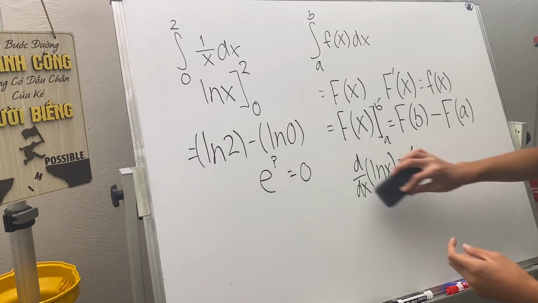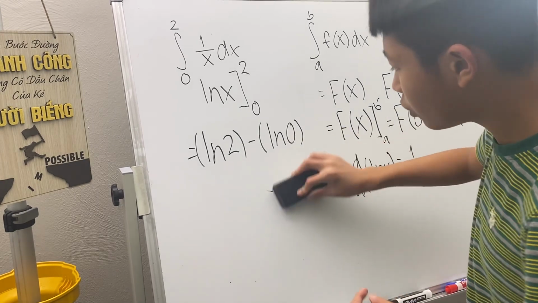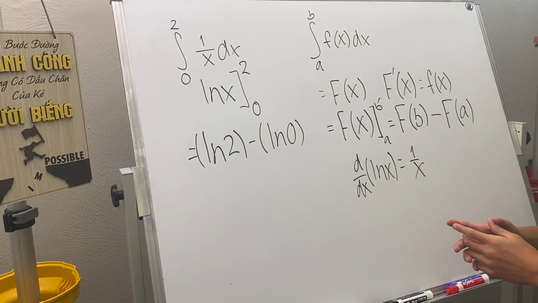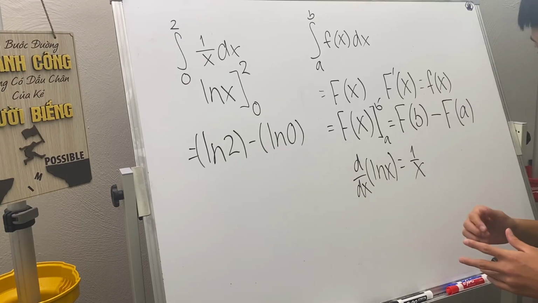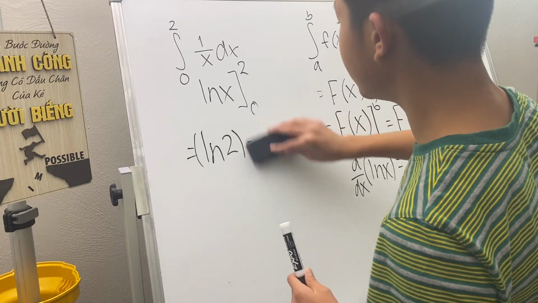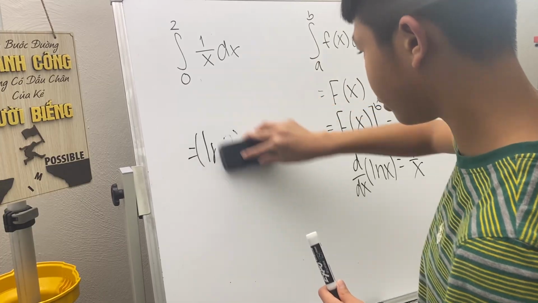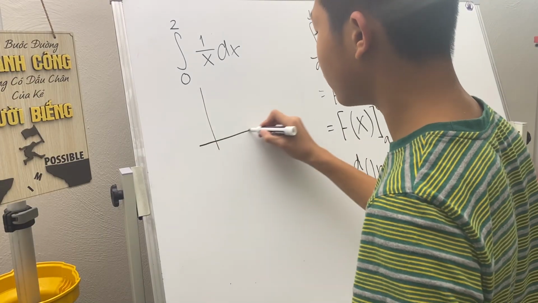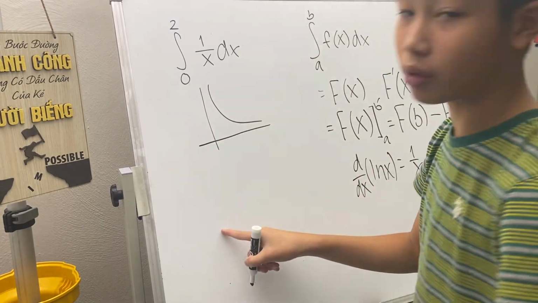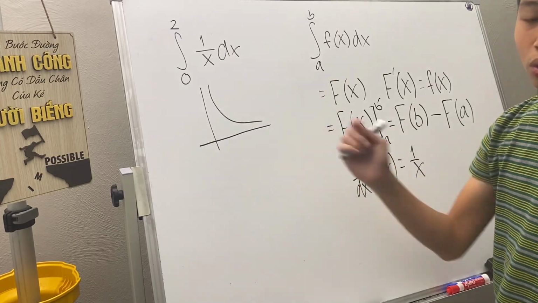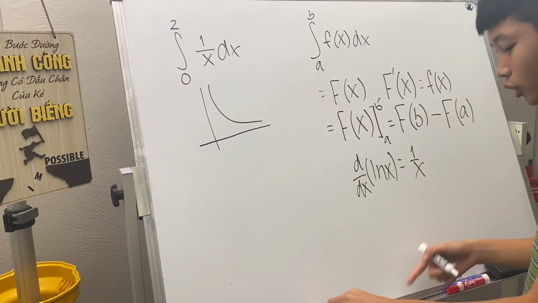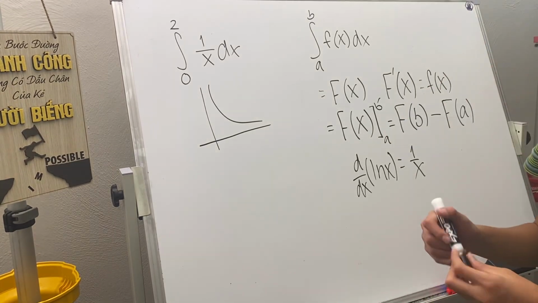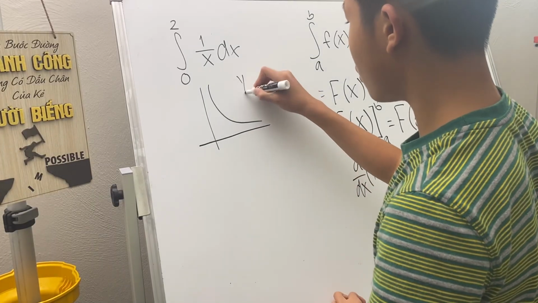So let's redo this again. We don't know what ln of 0 is. This is not just a normal integral. This is an improper integral. Here's the reason why it's an improper integral. First, let's graph this integral. Let's draw quadrant 1 first. So this is the graph y equals 1 over x.